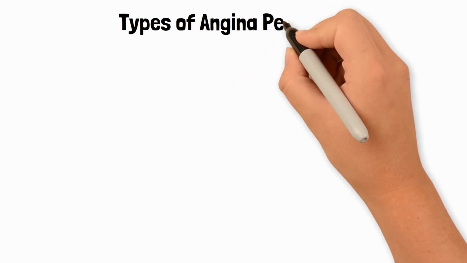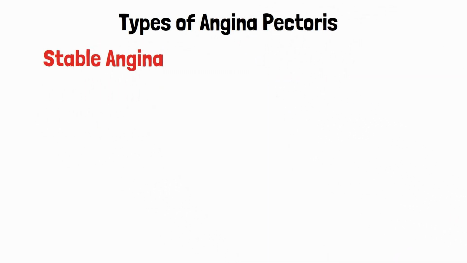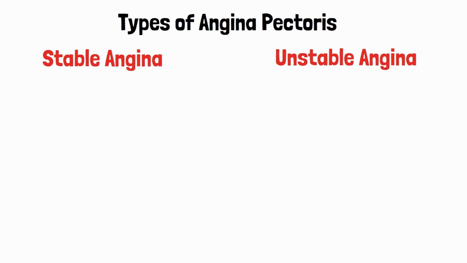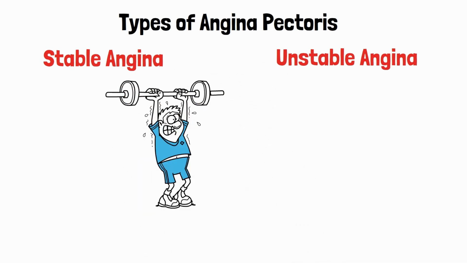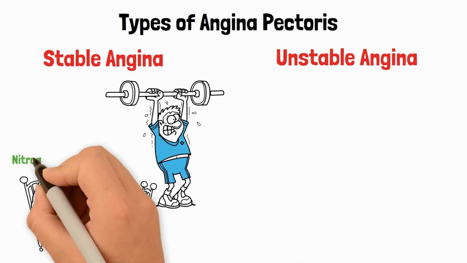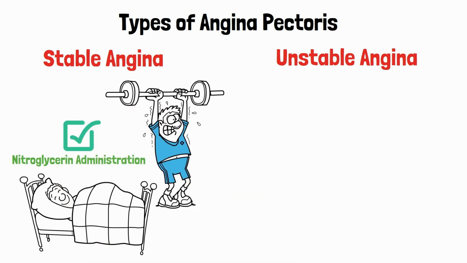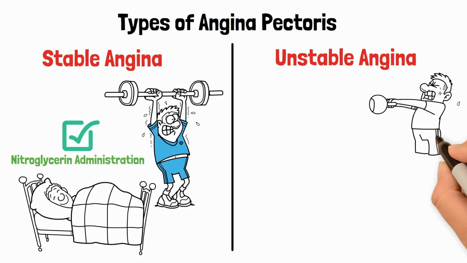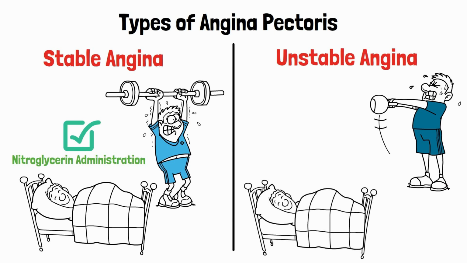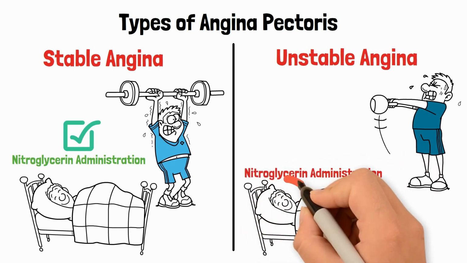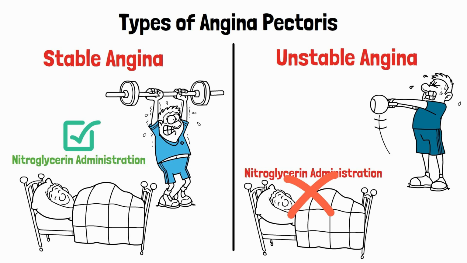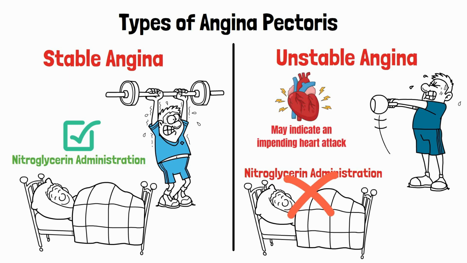There are two main types of angina pectoris: stable angina and unstable angina. Stable angina occurs predictably with exertion or stress and improves with rest or nitroglycerin administration. Unstable angina occurs with exertion, lasts longer, and does not improve with rest or nitroglycerin administration. This is a medical emergency, as it may indicate an impending heart attack. For this reason, unstable angina pectoris is considered an indicator of acute coronary syndrome and should be treated as a heart attack.